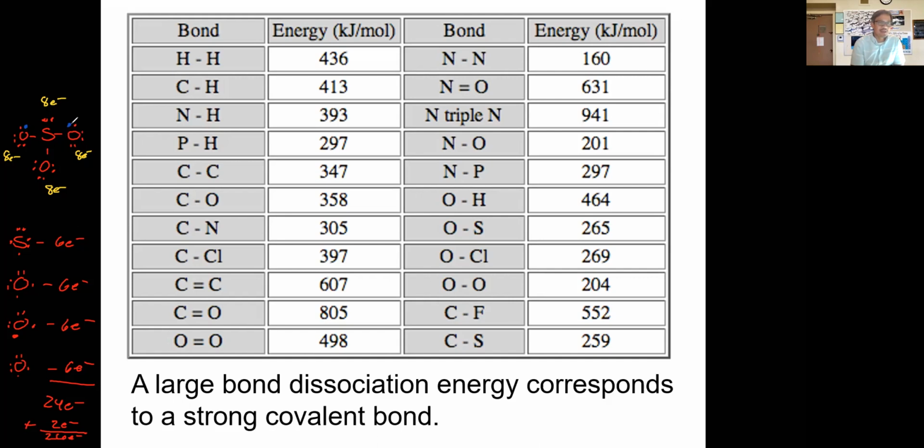1, 2, 3. So we have then 2, 4, 6, 8. Okay, so we have 8 electrons in each. So that's 3, 4 would be 24. Okay, 8 times 3 is 24. And then these 2 extra as well. So therefore, yes, our structure has 26 electrons as well.